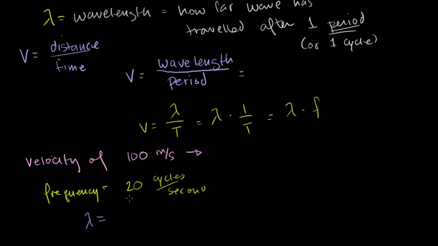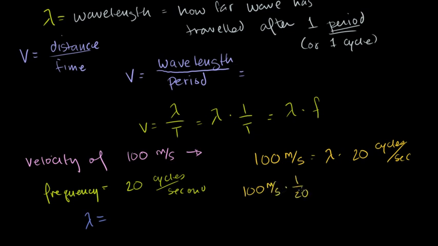So the wavelength in this situation, you would say your velocity is equal to your wavelength times your frequency. Divide both sides by 20. And actually, let me make sure I get the units right. So this is meters per second is equal to lambda times 20 cycles per second. So if you divide both sides by 20 cycles per second, you get 100 meters per second times 1 over 20 seconds per cycle.